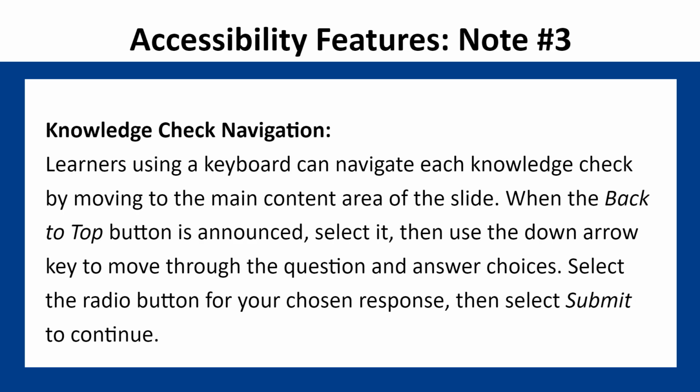Accessibility features, note number 3. Knowledge check navigation. Learners using a keyboard can navigate each knowledge check by moving to the main content area of the slide. When the Back to Top button is announced, select it, then use the down arrow key to move through the question and answer choices. Select the radio button for your chosen response, then select Submit to continue. Select Next to begin the course.